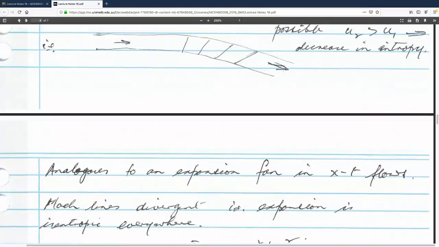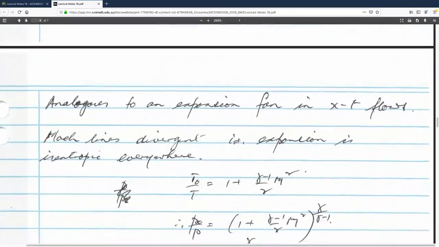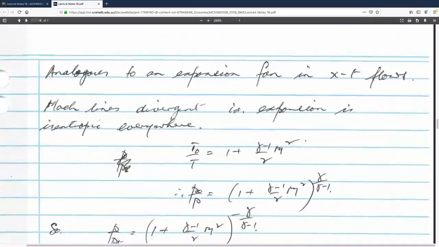But it's analogous to an expansion fan, which I think I talked about but didn't really derive, in the XT diagram for flow in a tube, the shock tube problem. The Mach lines are divergent, that is, the expansion is isentropic everywhere. All right, so now let's see what we can do with that.